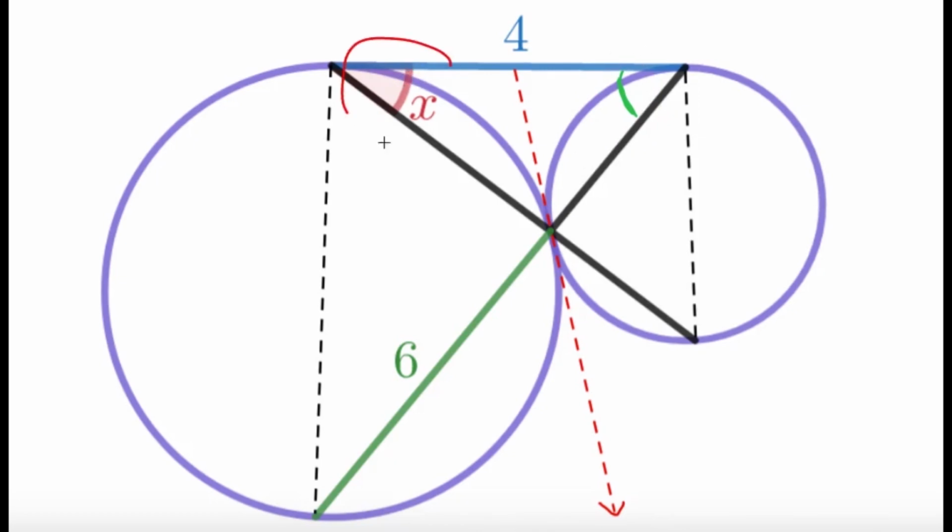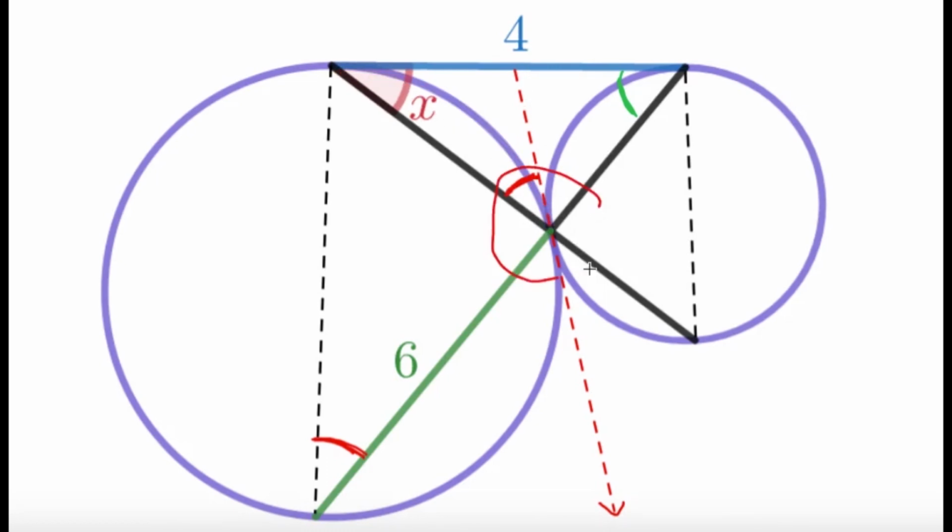Now, since this angle is x, and we know this blue segment is a tangent, we know that this angle, which intercepts this arc, should equal this angle, because this angle intercepts the same arc. So that's one. Now, by the same reasoning, we can say that this must also be the right angle, because this is technically also a tangent intercepting the same arc.